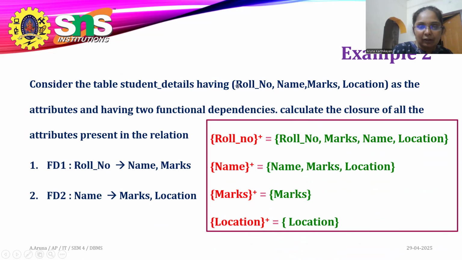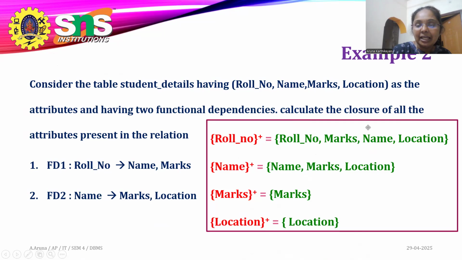So first we're going to take the first attribute, which is roll number. If I want to take the closure for this roll number, whatever element is present on my left hand side, the same thing I have to write on the right hand side. So here also roll number, the same thing I put over here. Through roll number, whatever other attributes I can identify, I have to write over here. By using the first functional dependency, I can identify name and marks. So I have to enter marks and name over here.